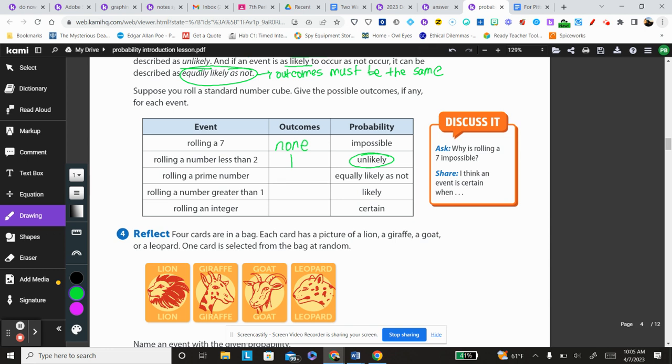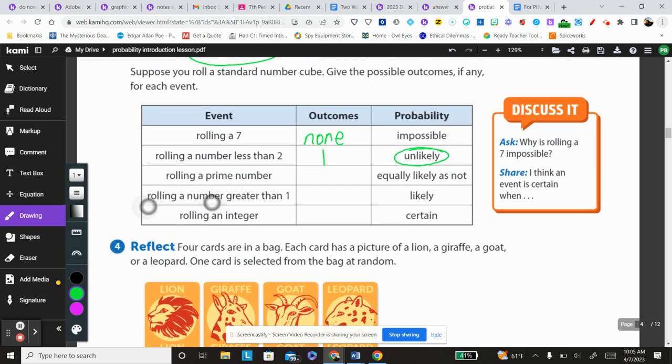Put that down. All right, what about rolling a prime number? Y'all know what prime numbers are? Okay. Prime numbers are numbers that are greater than 1. Listen to me. Prime numbers are numbers that are greater than 1, but only have 2 factors. Like the only way to get them are 1 times something.